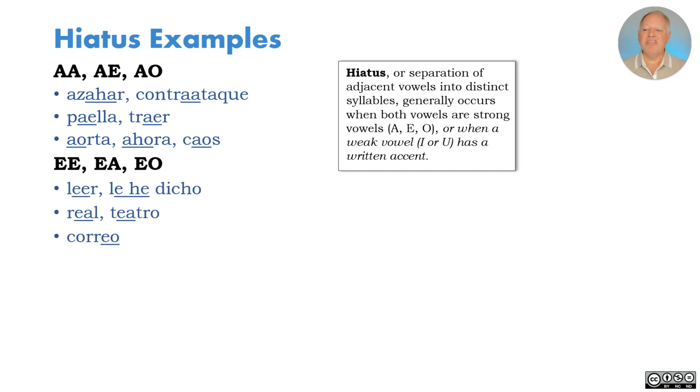All right, some more examples. E-a, e-o. So these are strong vowel or mid and low vowel combinations. Leer. Le he dicho. Notice here we have three words, so the idea of hiatus or diphthong holds not only within words, but also across words, between words. Le he dicho.